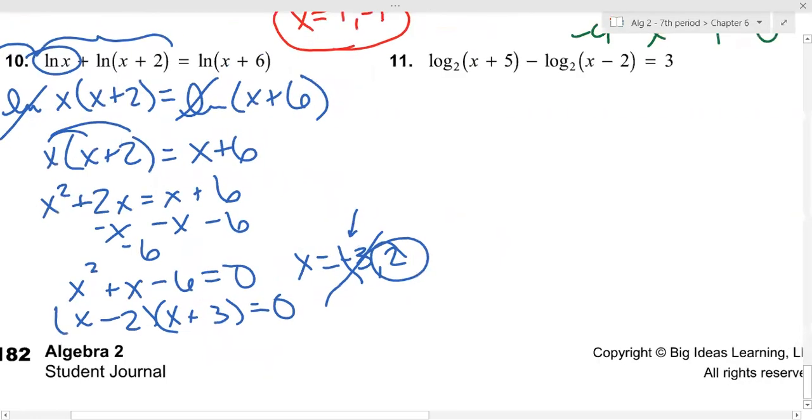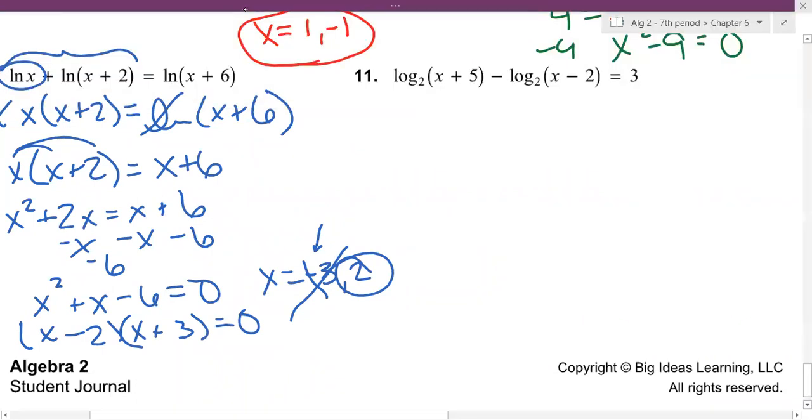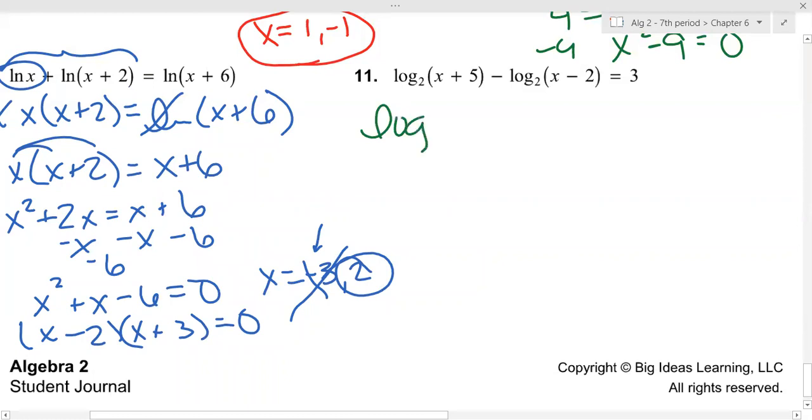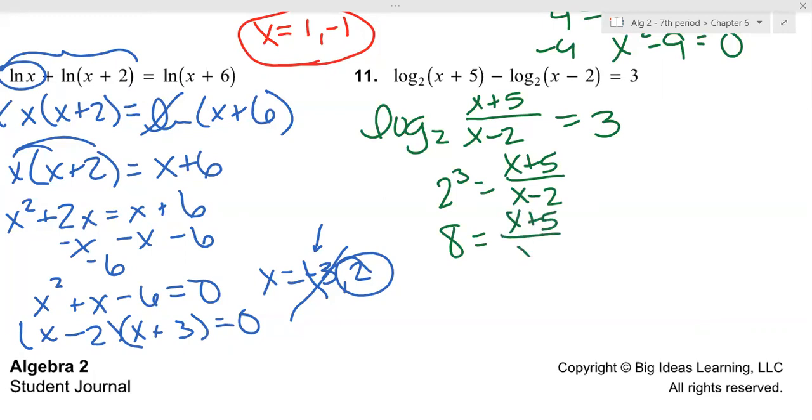Okay. And then number 11 is going to work very similar, where I want to condense the left-hand side first. So that'll be x plus 5 over x minus 2. That's 3. Then I would do 2 to the third equals x plus 5 over x minus 2, which is 8. Okay, and then I like to think of this as cross multiplication. So I would do 8 times x minus 2 equals x plus 5, and then I'll just finish that out real quick.